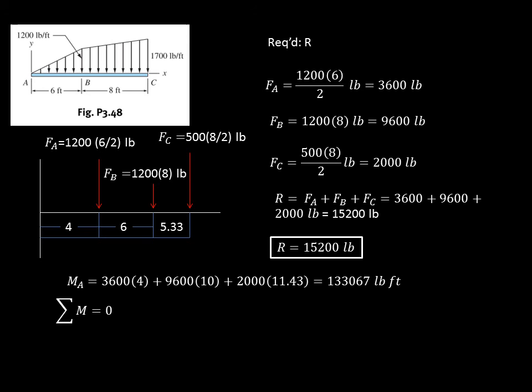Now we know the resultant moment and the resultant force. We can now locate the position of the resultant force. We just equate the product of the resultant force and x, where x is the distance of the resultant force from point A, to the resultant moment. After solving this equation, we could solve for the distance x, which is 8.75 feet.